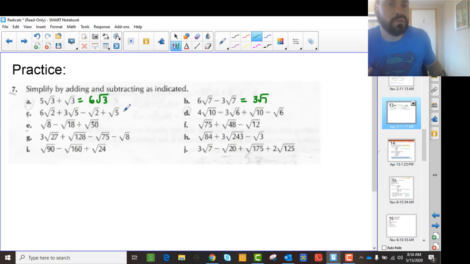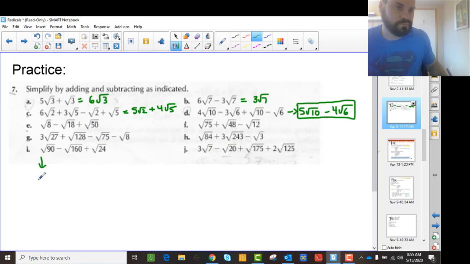This one, you have root 2 and root 2, so 6 minus 1 is 5 root 2. And then 3 root 5 plus root 5 is 4 root 5. Okay, and then this guy, we have 4 root 10 plus root 10, that's 5 root 10. And then we have minus 3 root 6 minus root 6, so that's minus 4 root 6. Okay, when you get down here, we'll just do these two.